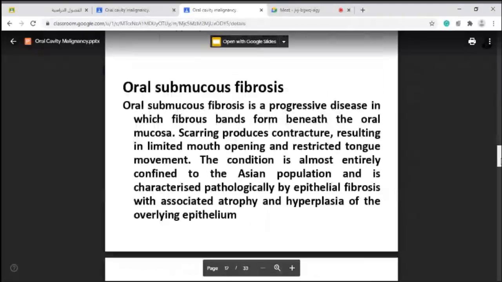Another pre-malignant condition we call oral submucous fibrosis, which is a progressive disease in which a fibrous mass forms beneath the oral mucosa. There is scarring, producing contracture, resulting in limited mouth opening and restricted tongue movement. If we ask the patient to protrude his tongue, the tongue is not mobile. Usually the tongue is highly mobile. There are a lot of muscles in the tongue. But in this condition, because of the fibrosis, there will be restricted tongue movement. And the condition is almost entirely confined to the Asian population and is characterized pathologically by epithelial fibrosis with associated atrophy and hyperplasia of the overlying epithelium.